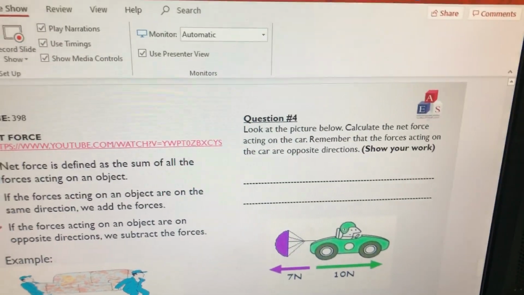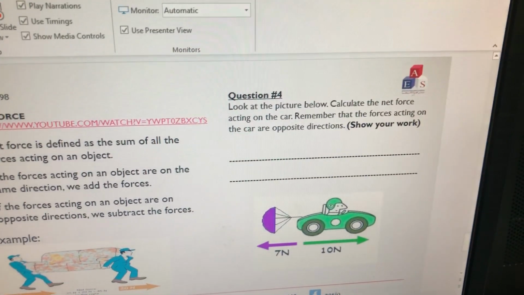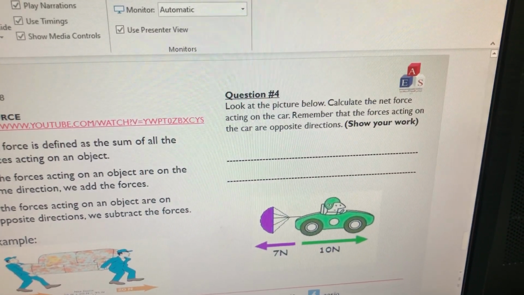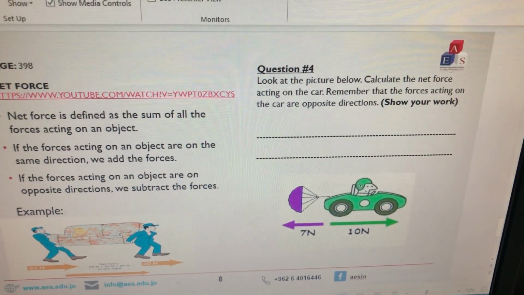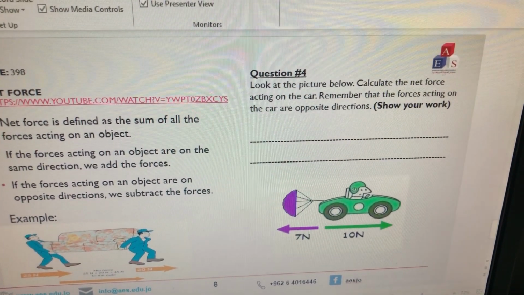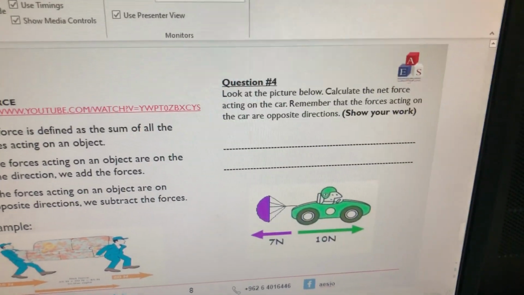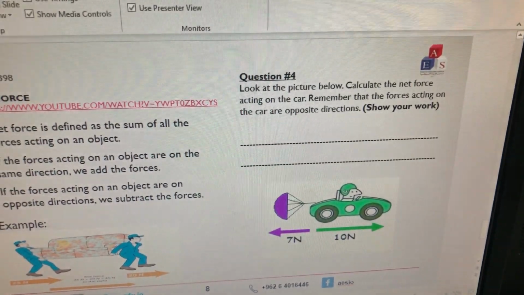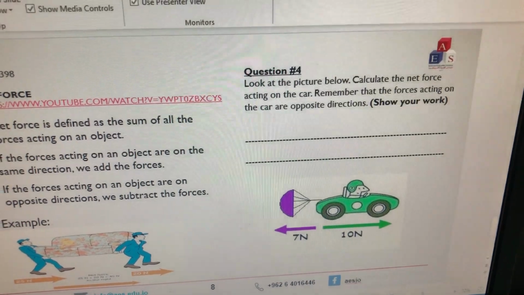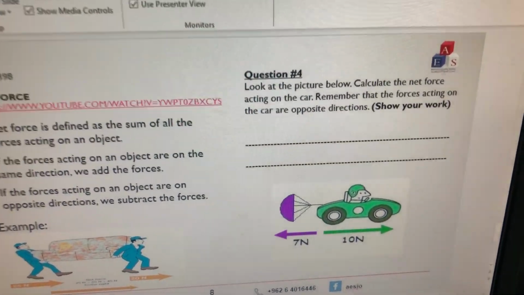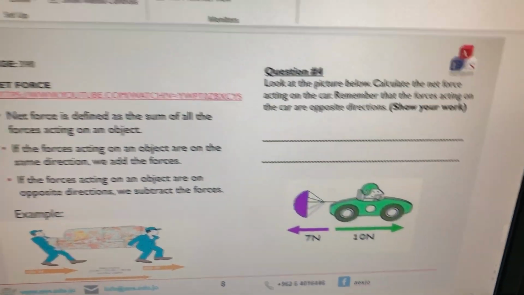Question number 4. Look at the picture below. Calculate the net force acting on the car. Remember that the forces acting on the car are in opposite directions. So for this one, you use the second example that I told you about, the kids on the rope. So what you do is you see which one has more force acting on the right or the left. That way you'll know your direction, grade 6. And then you either subtract the forces or add the forces based on which directions they're going, opposite directions or same directions. All right, grade 6?